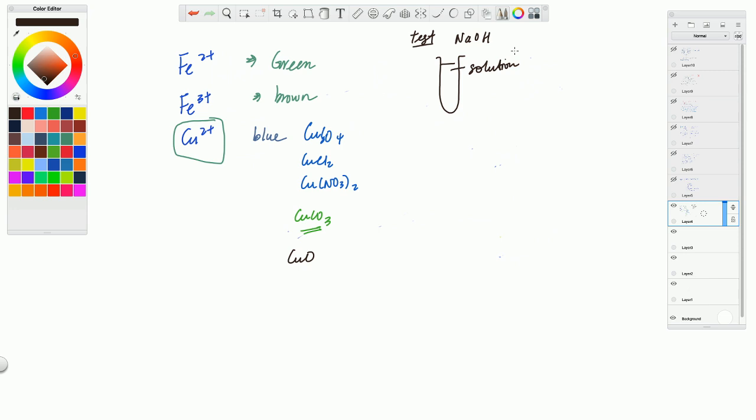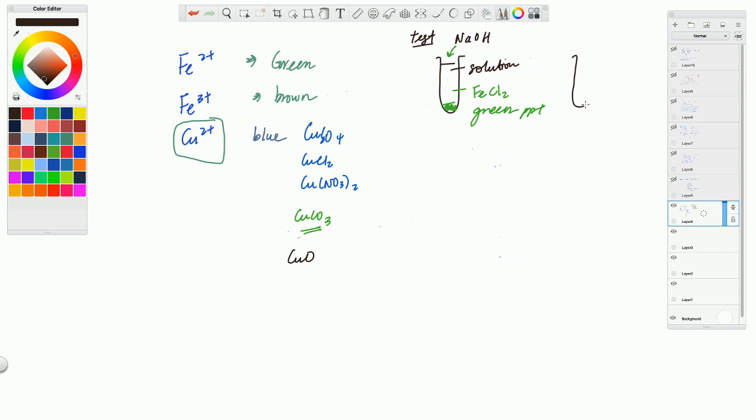Okay? Meaning, iron 2 can only be tested in a solution, iron 2 chloride. So you add the sodium hydroxide inside and you will see a green precipitate. Okay?